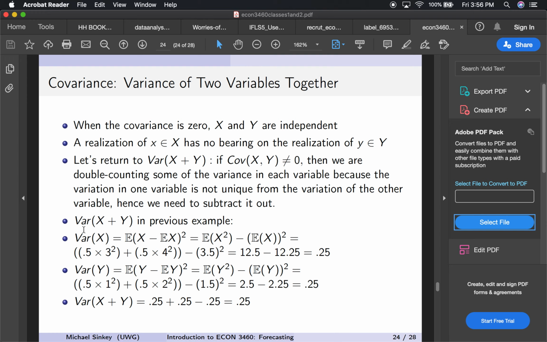I calculate the variance of x. I show you right there. We use the formula. Okay. I do the variance of y. Same deal. Variance of x plus y. I subtract out 2 times the covariance, which was 0.125. 2 times 0.125 is 0.25. And that's the variance of x plus y.